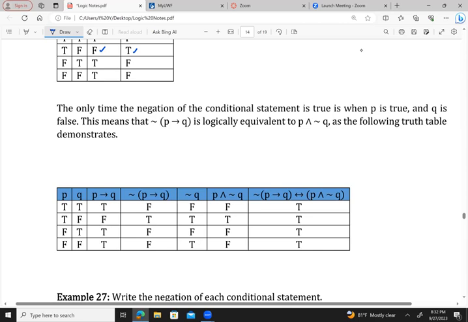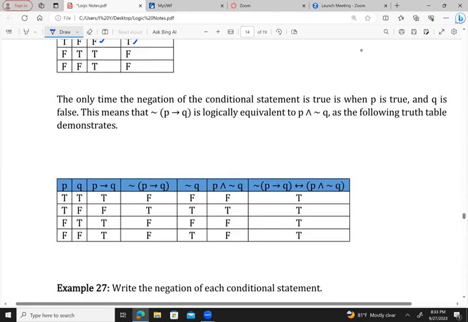So as we said, the only time the negation of a conditional statement is true is when P is true and Q is false. That means the negation of if P then Q is logically equivalent to P and not Q, as the following truth table demonstrates.